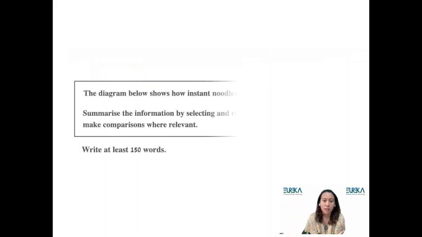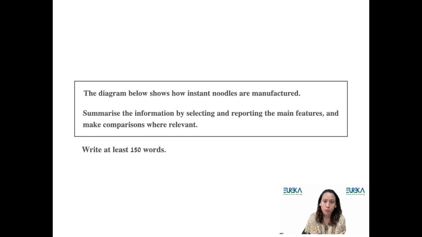Okay, so welcome back. Today I want to teach you about diagram writing. To write a diagram, first we need to look at the question. Let's look at the question here. The diagram below shows how instant noodles are manufactured. Summarize the information by selecting and reporting the main features and make comparisons where relevant. So this is the question.